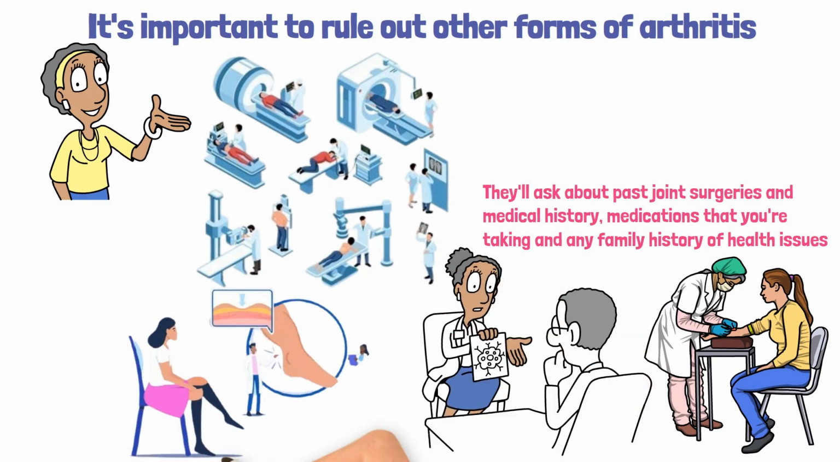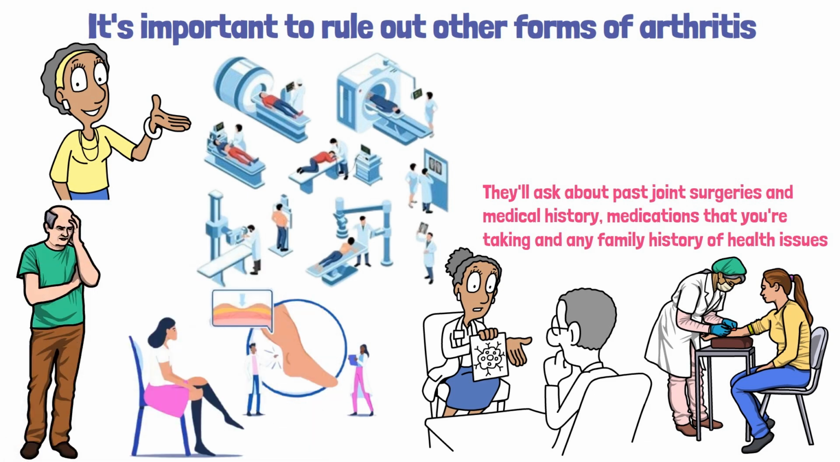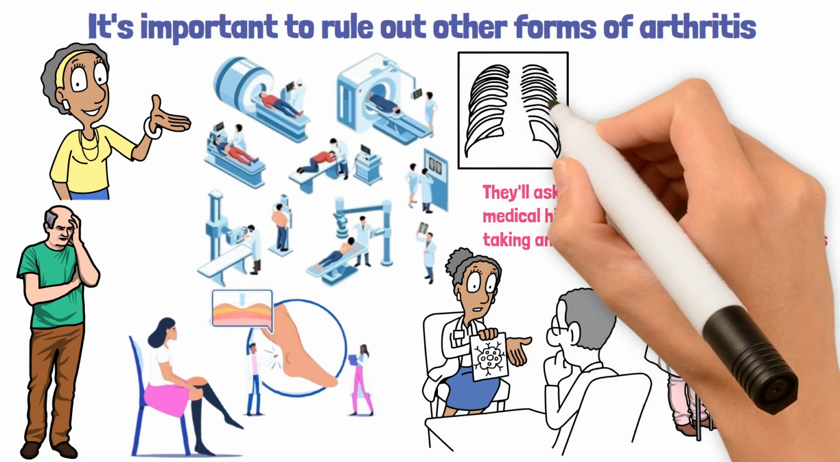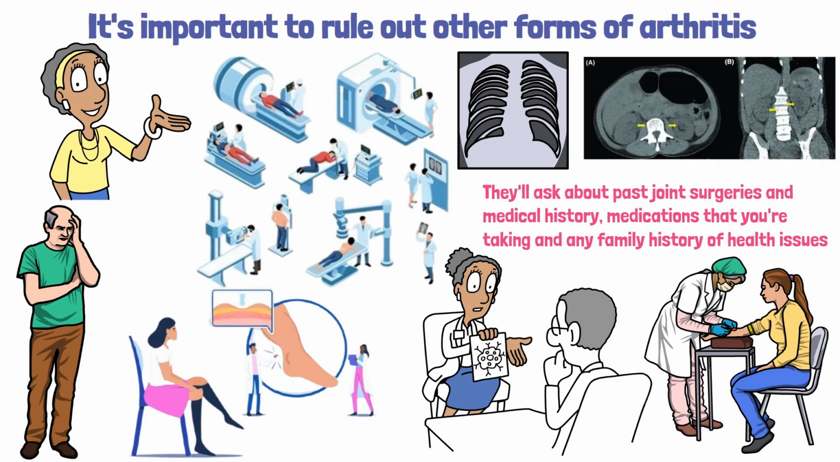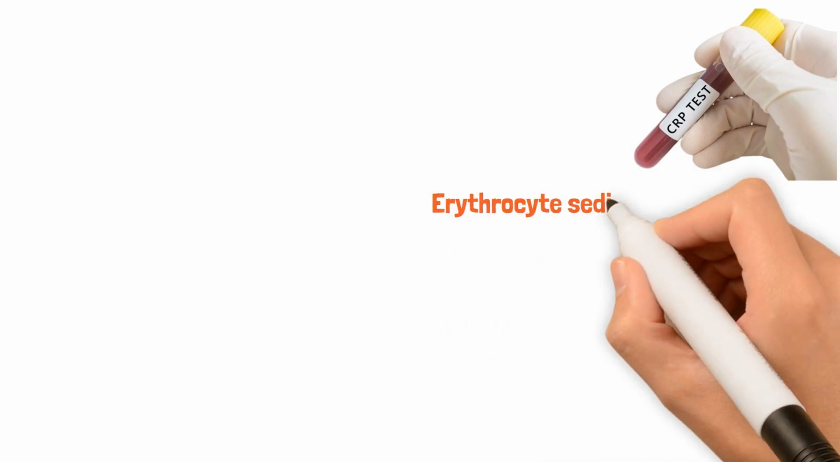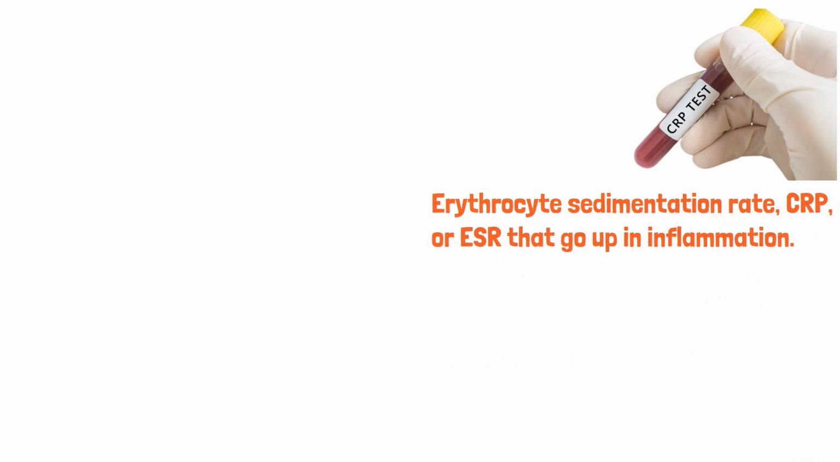The physical exam will look for the warmth, tenderness, and swelling that we might associate with this, along with signs of infection, which could include a fever or symptoms pointing towards an infection in other parts of the body. Imaging studies like an X-ray, an ultrasound, and sometimes a CT may be ordered to detect signs of these crystals. Tests for the laboratory include a C-reactive protein or erythrocyte sedimentation rate, CRP or ESR, that go up in inflammation.